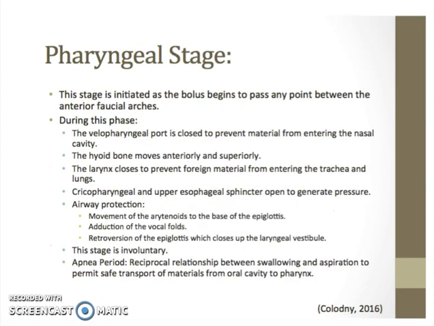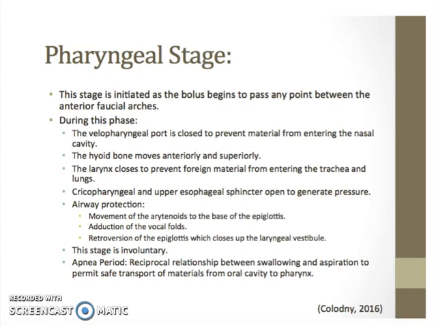The next stage is the pharyngeal stage, and this is initiated as the bolus begins to pass any point between the anterior faucial arches. During this phase, the velopharyngeal port is closed to prevent material from entering the nasal cavity. The hyoid bone moves anteriorly and superiorly. The larynx closes to prevent foreign material from entering the trachea and lungs. The cricopharyngeal and upper esophageal sphincter are open to generate pressure.